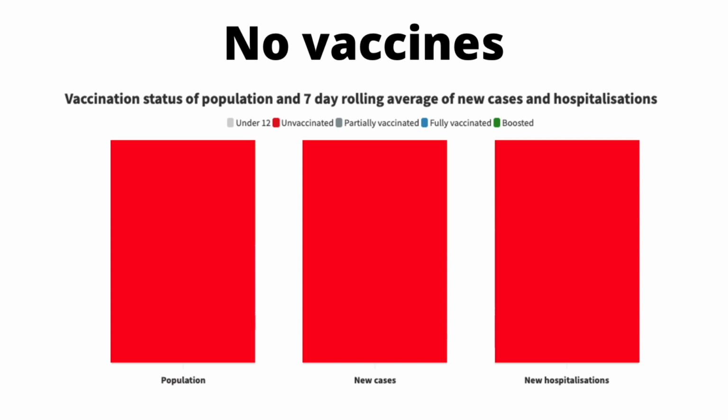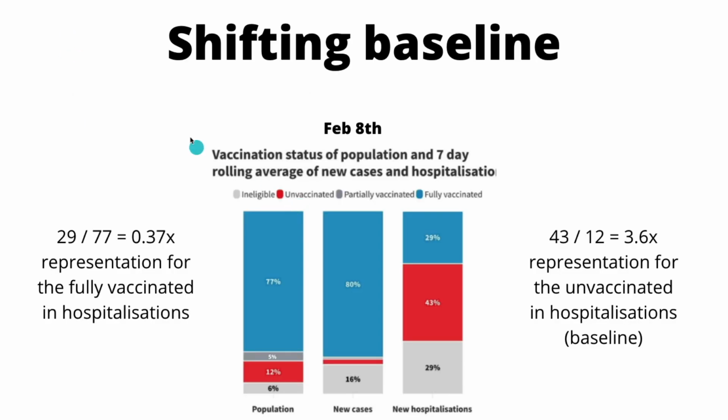Okay, so on this slide we have what we would see if there was no vaccine. So we have 100% of the population are unvaccinated, and 100% of new cases are unvaccinated, and 100% of hospitalisations are unvaccinated. So the unvaccinated would be represented in perfect proportion to the population, and this would be the only possible outcome. So this would be a 1x representation in both cases and hospitalisations. Pretty simple, but a 1x representation is not the baseline. Wish it was that simple. So let's go to the next slide.